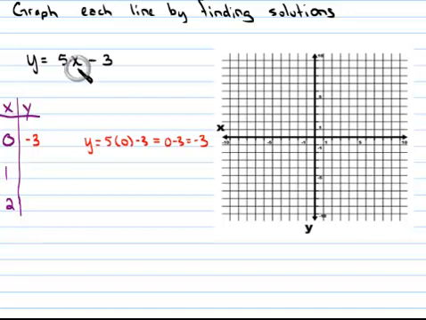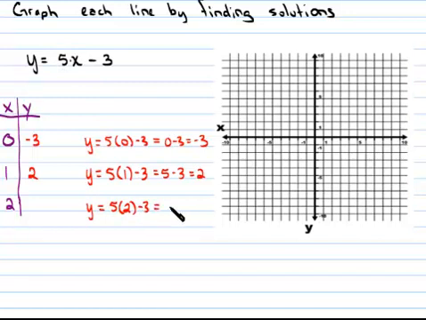If my X value is 1, let's compute the Y value when the X value is 1. Y would equal 5 times 1 minus 3. Because whatever your X value is, the Y value would be 5 times that value minus 3. So that's 5 minus 3, which is 2. So my Y value would be 2. And finally, let's compute the Y value when X is 2. The Y value would be 5 times my X value of 2 minus 3. That's 10 minus 3, which is 7.